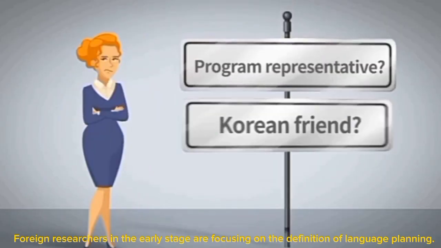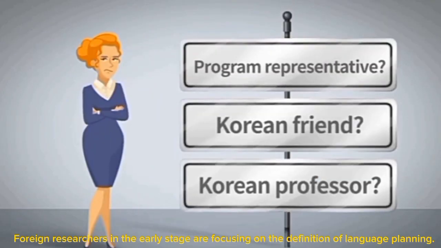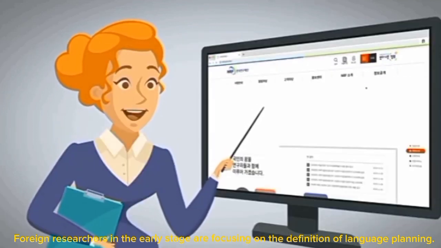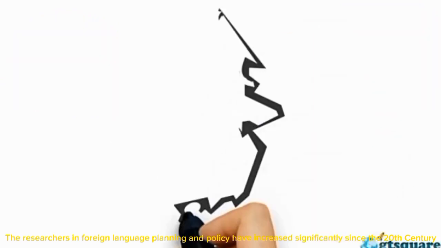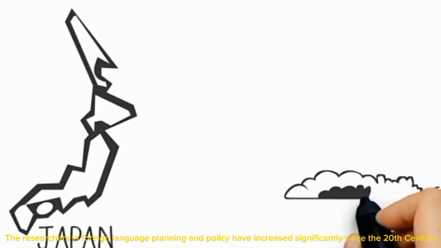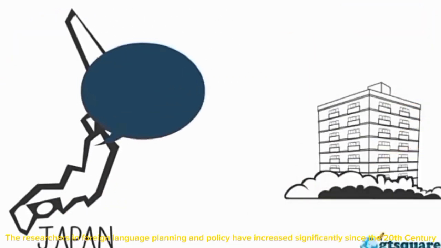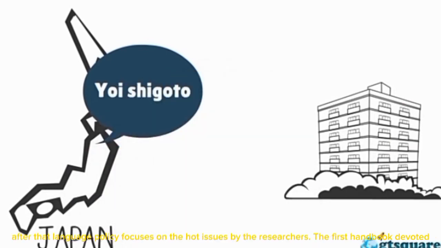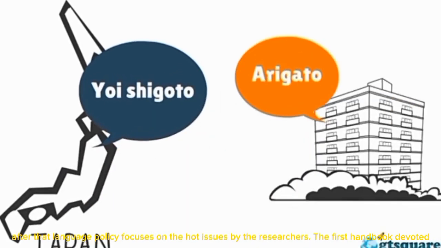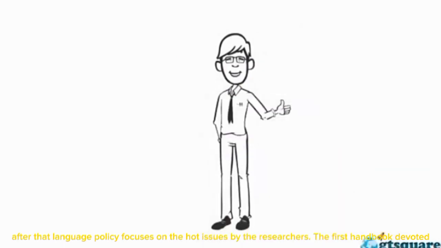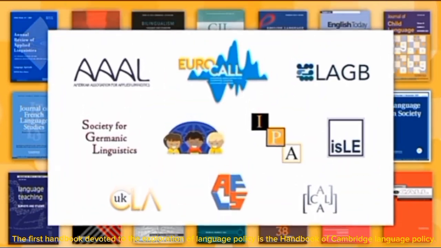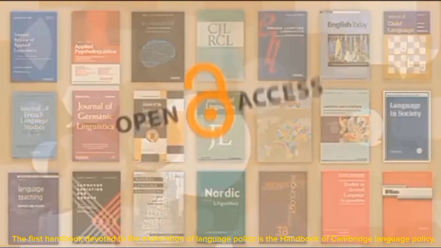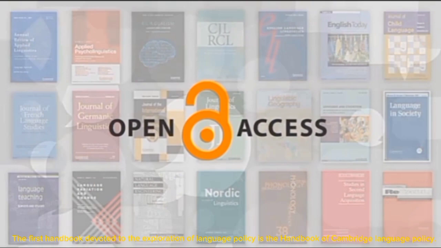Foreign researchers in the early stage focused on the definition of language planning. Research in foreign language planning and policy has increased significantly since the 20th century. After that, researchers focused on hot issues in language policy. The first handbook devoted to the exploration of language policy is the Cambridge Handbook of Language Policy.